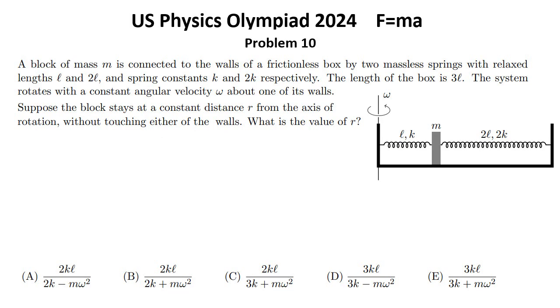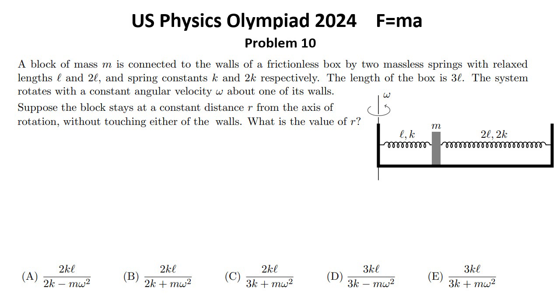Problem number 10. A block of mass m is connected to the walls of a frictionless box by two massless springs with relaxed lengths L and 2L, and spring constants k and 2k respectively. The length of the box is 3L.